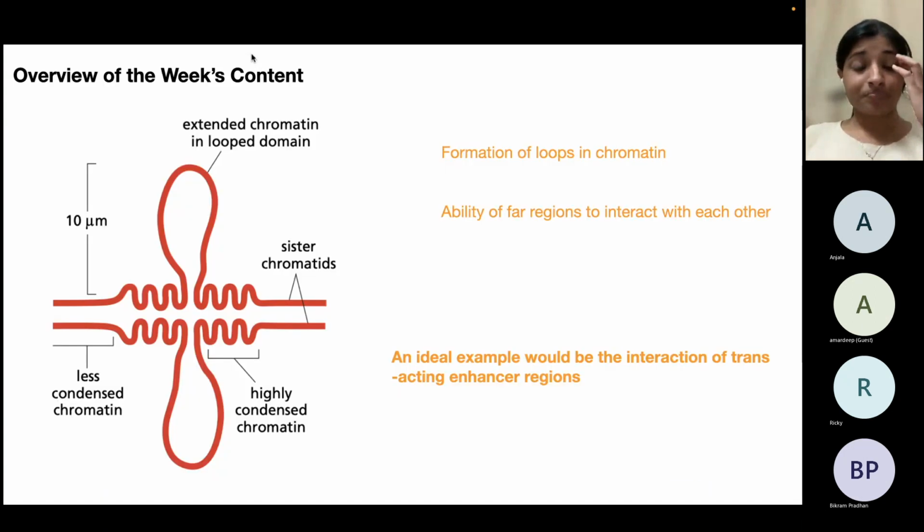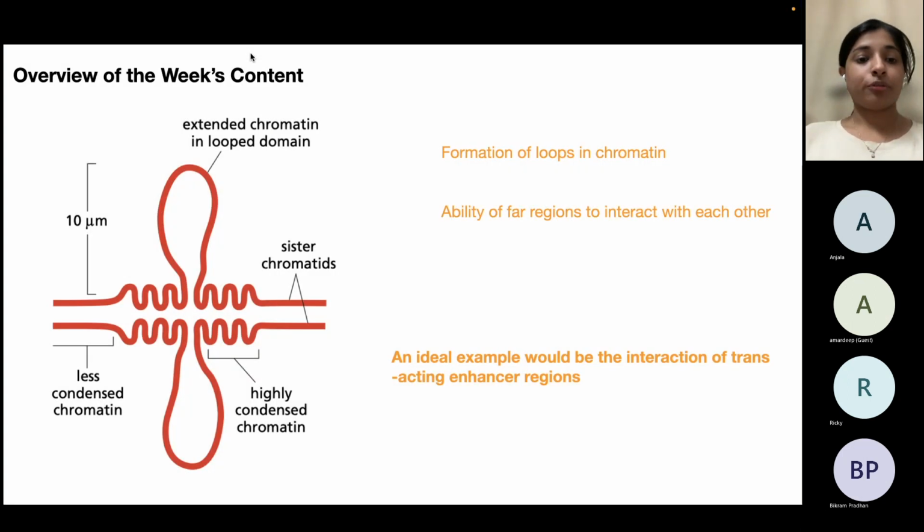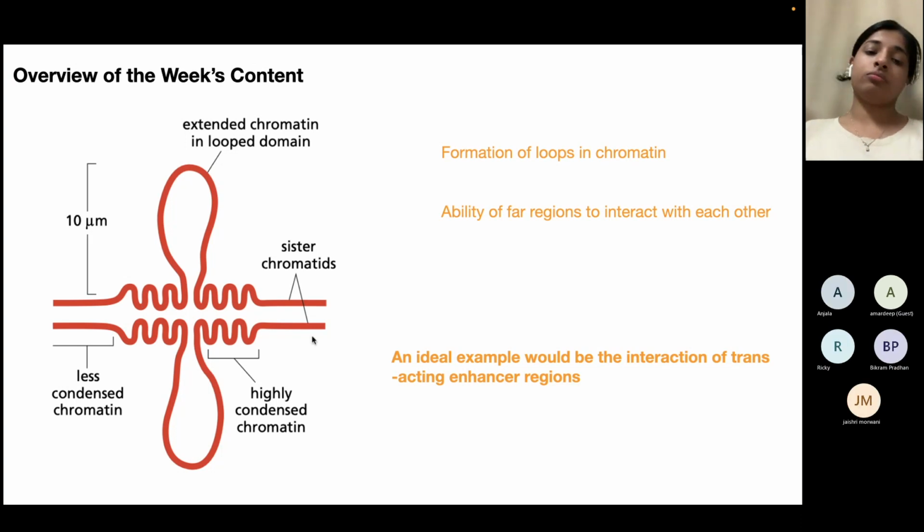So moving on, in the course content, we also saw that apart from these heterochromatin, euchromatin regions, there is another level of organization, and this is by the formation of loops. These are called position loops, and they are present in the chromatin region. So say these are your normal sister chromatids present in your nucleus. There are these extended chromatin loops that are present in certain regions of the chromosome only.